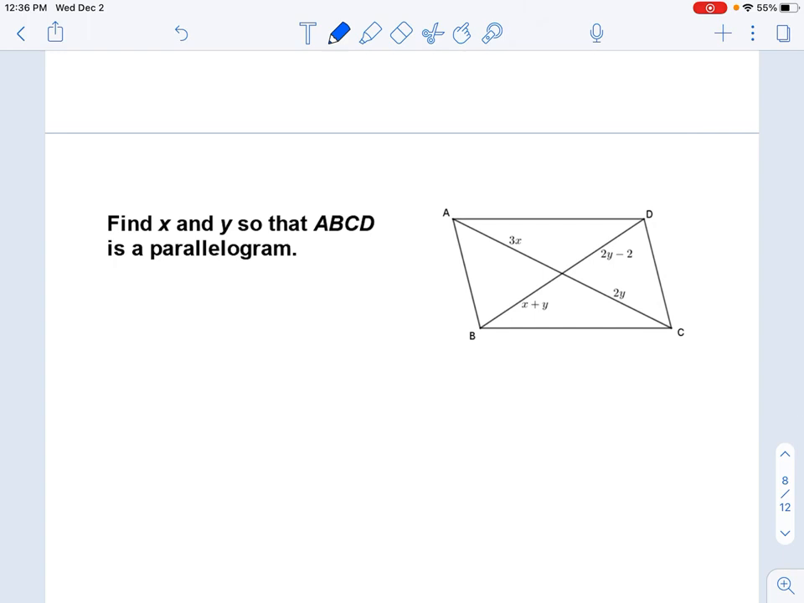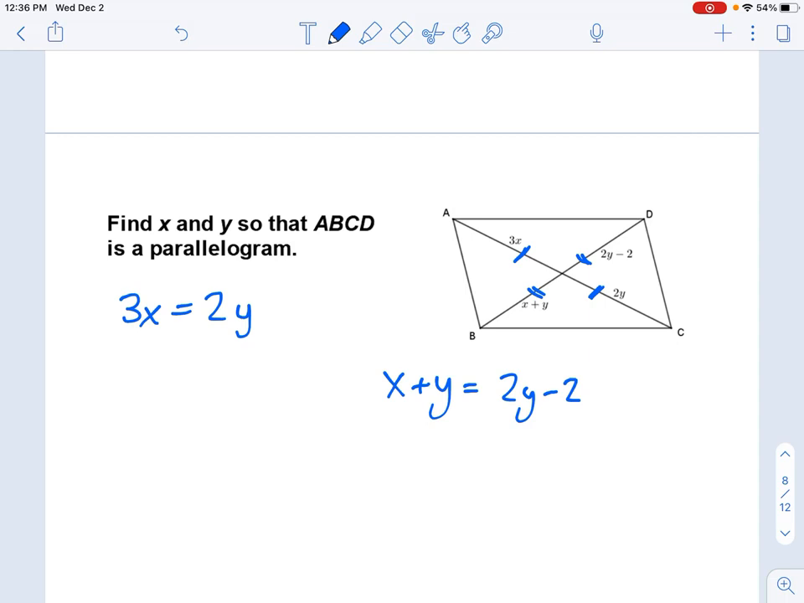Alright, now here's where it gets a little crazy. We know if this is going to be a parallelogram that these two have to be congruent and then these two have to be congruent to each other. But if you notice, there's x's and y's and we can't set 3x equal to 2y unless we are going to solve a system. So I'm going to do that. 3x equals 2y and x plus y equals 2y minus 2.